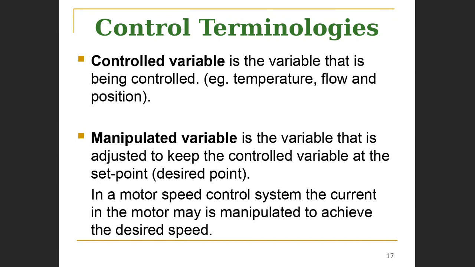Now, the manipulated variable is the variable that is adjusted, for what purpose? We adjust it so as to maintain our set point or maintain our desired outcome. Yes, so we adjust that variable so as to achieve our control objective.